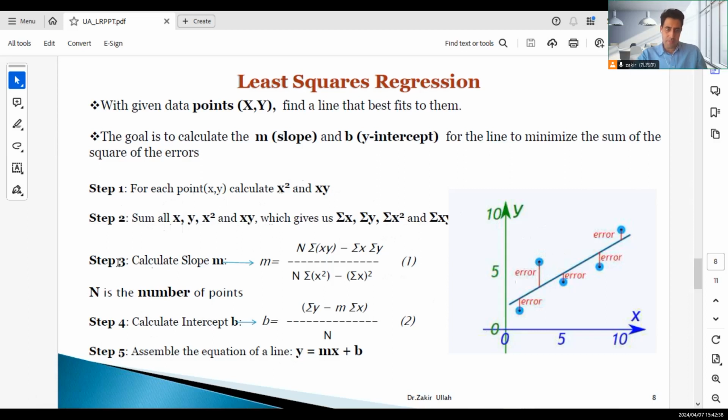Then the next step is to calculate the slope using the expression 1, where n is the number of data points. The fourth step is to calculate the intercept using the expression 2. And the last step is to put the intercept and slope into the expression y is equal to mx plus b. So let's consider a practical example to deeply understand the implementation of least square regression.